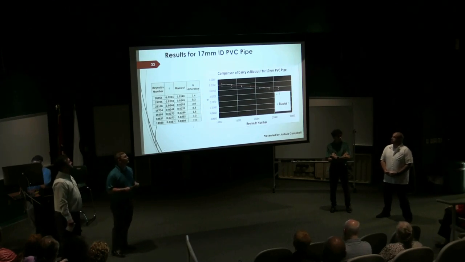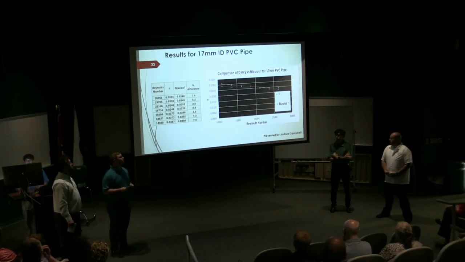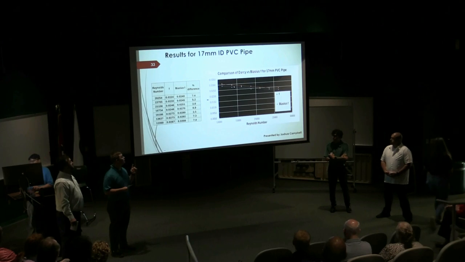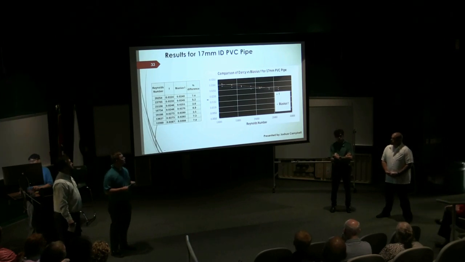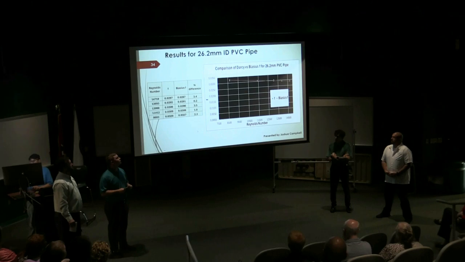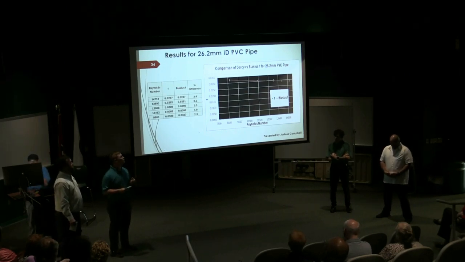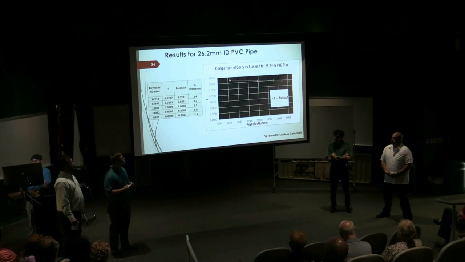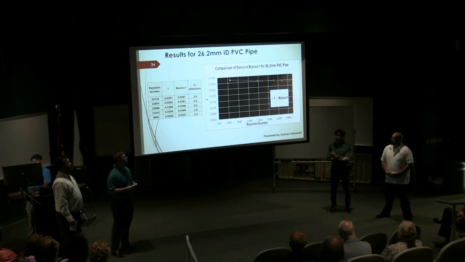Now moving on to the 17 millimeter pipe, we had very similar results, as we can see looking at the Darcy factor and the Blasius friction factor, as well as looking at our curves. Finally, with the 26.2 millimeter pipe, we also determined this one to be smooth as well, based on our results in our comparison by the graph.